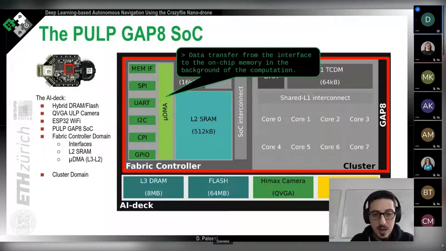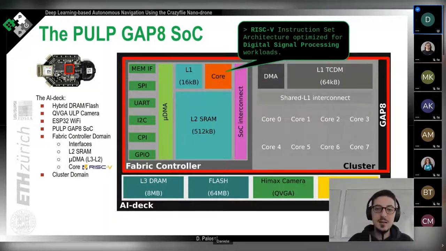And the micro DMA. This is a quite nice piece of work. It's a very powerful DMA in charge of transferring data from the external devices to the L2 on-chip memory. It offers very handy functionalities like bidimensional transfers, but most importantly, it allows you to run the data transfer in the background with respect to the activities of the core, so in a pipelined fashion. And then, of course, we have this single core RISC-V part of the chip that is in charge of organizing the work for the cluster.